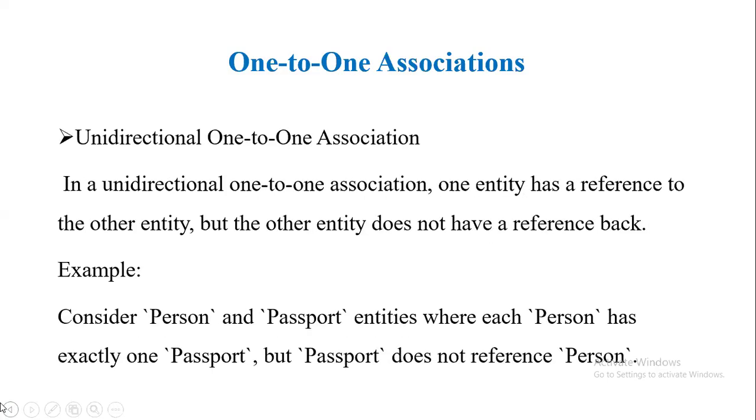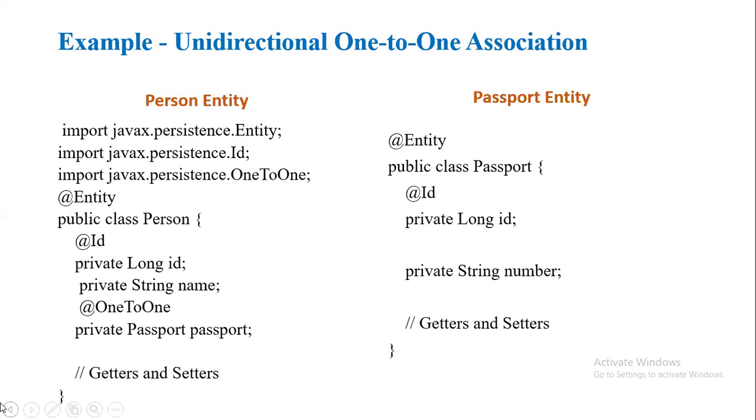So first, we'll see the unidirectional one-to-one association. In a unidirectional one-to-one association, one entity has a reference to the other entity, but the other entity does not have a reference back. For example, consider two entities called Person and Passport, where each person has exactly one passport, but the passport does not reference a person. For that example, we have given a simple code. So we have two entities called Person and Passport.